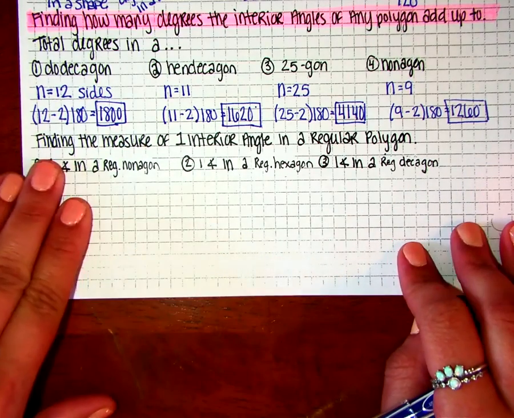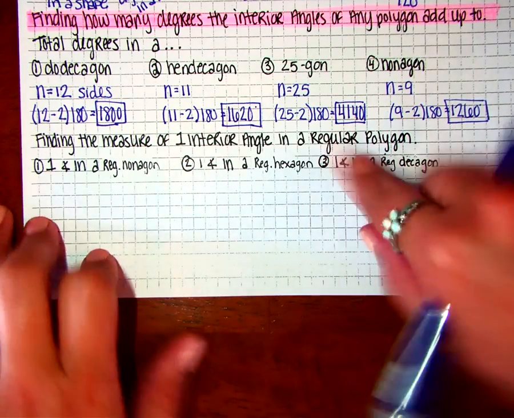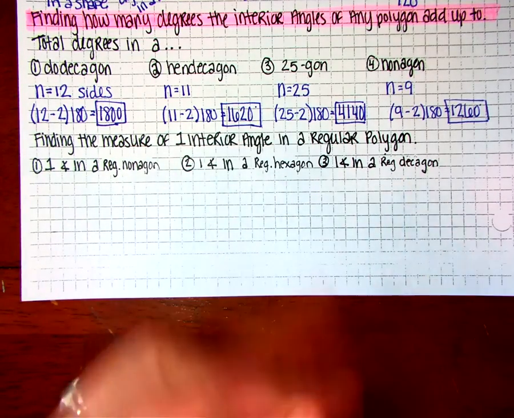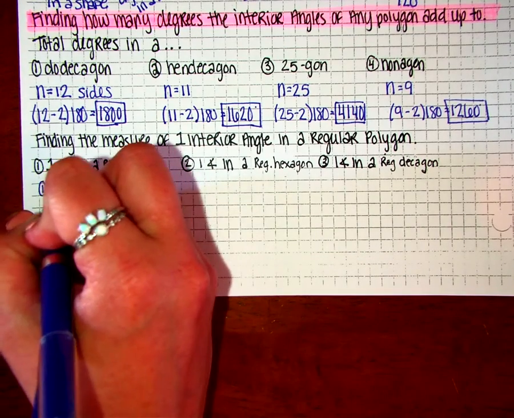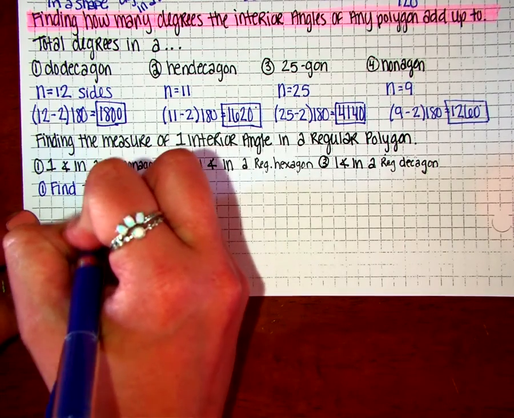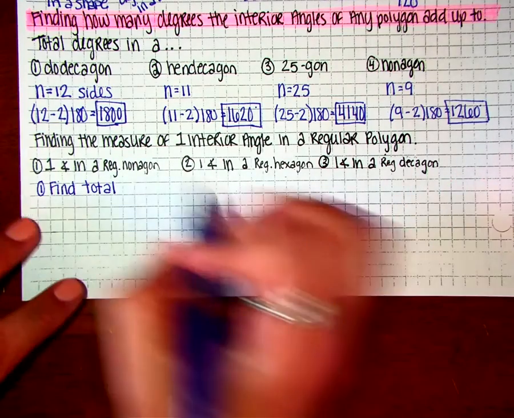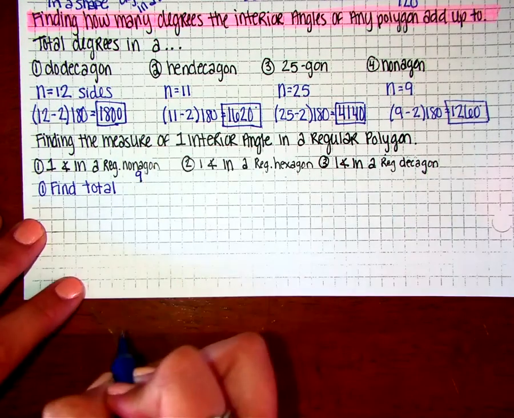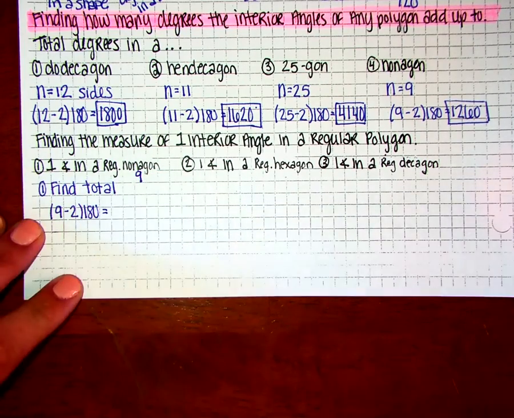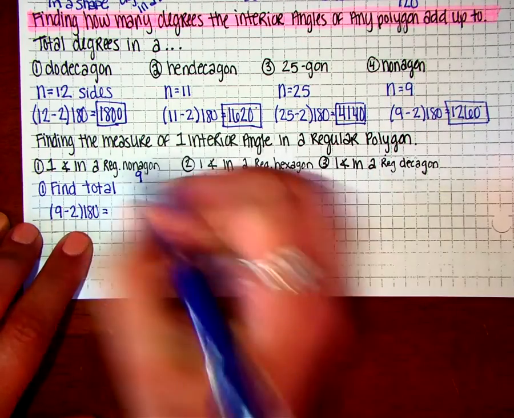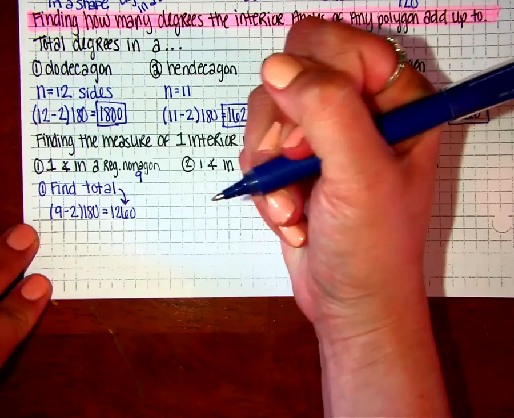Okay, so thinking about the method, we want to find one angle in a regular polygon, meaning all the angles are the same. We want to find one of them. The first thing that you have to do is find the total. I can't find one angle measure until I know how many total there should be. So a nonagon has 9 sides. So 9 minus 2 times 180, which we did right up above, is 1260. That gives me my total.